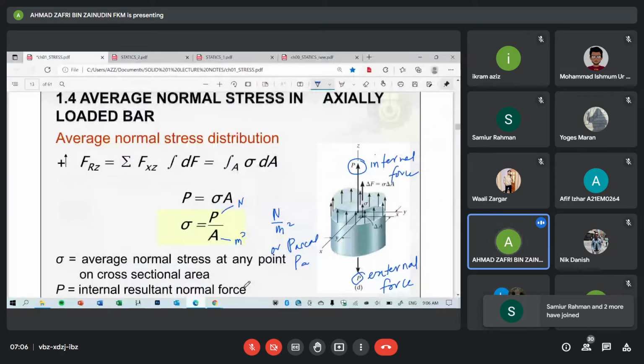Normally for a metal bar, made of steel or aluminum, it can carry high load, high force, over a small area. So normally the value of normal stress, the symbol is sigma. So use the correct symbol, sigma, for normal stress.